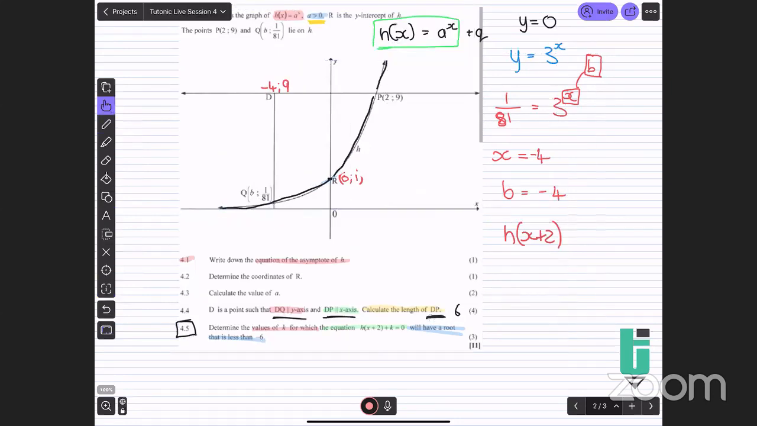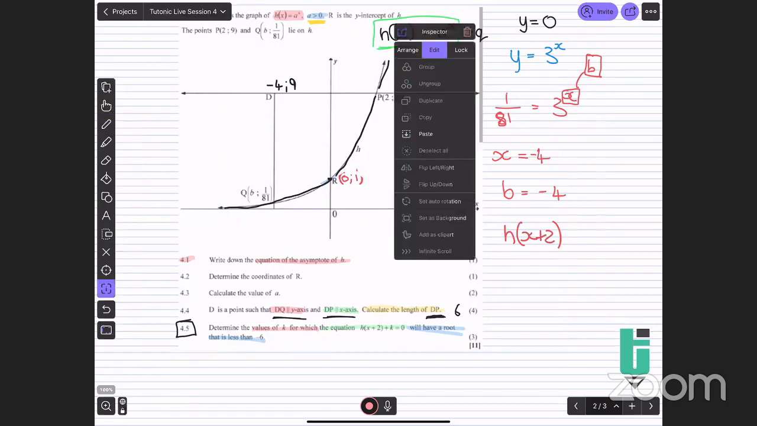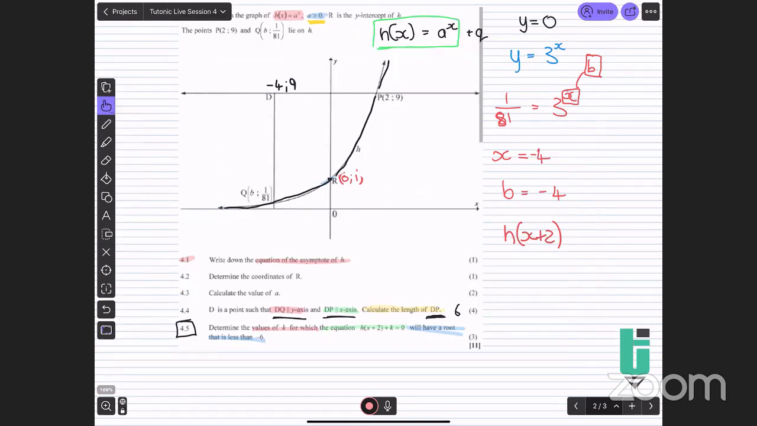Let's ungroup that. I'm taking this graph and I am shifting it to the left. Minus 4, 9. I'm shifting it to the left. I don't want those things to be grouped. Okay, I'm shifting it to the left by 2. Do you guys agree? You see that?